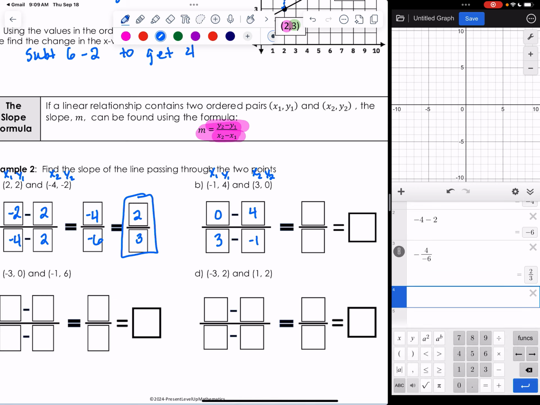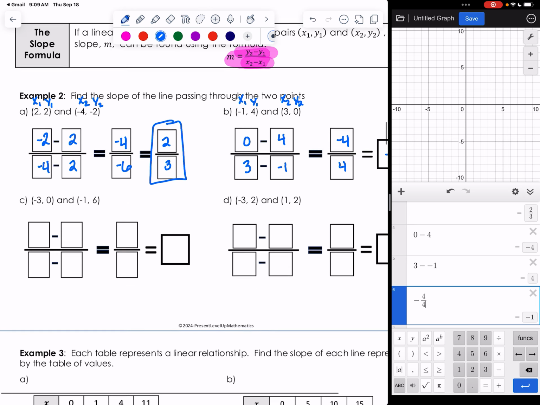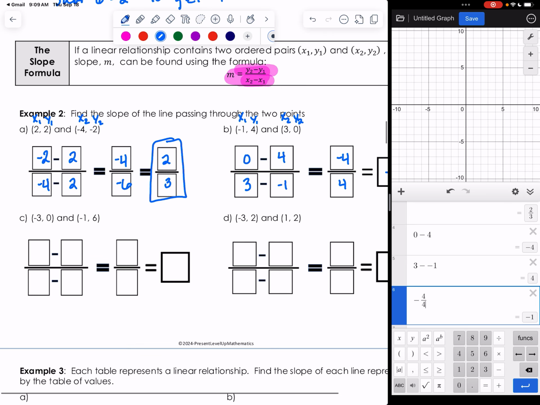All right, so we'll go to our calculator. 0 minus 4 goes to negative 4. And then 3 minus negative 1 is positive 4. Now you can divide that. Negative 4 divided by 4 will give you negative 1. There's your slope. All right, pause the video and try problem C on your own.